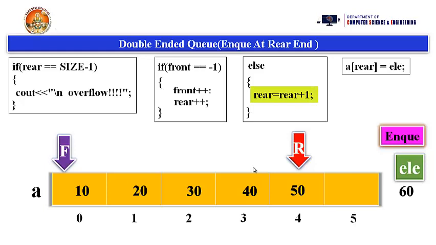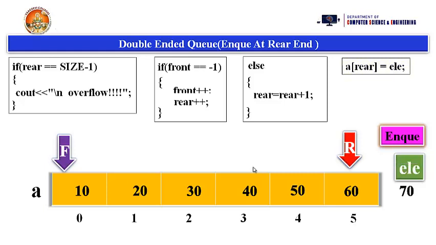We need to increment the rear value. So it is moving to the fifth index position. And in this position we need to insert the value using the statement a of rear equal to ELE. So at this particular position the value will be inserted. Suppose I want to NQ one more element here, 70.